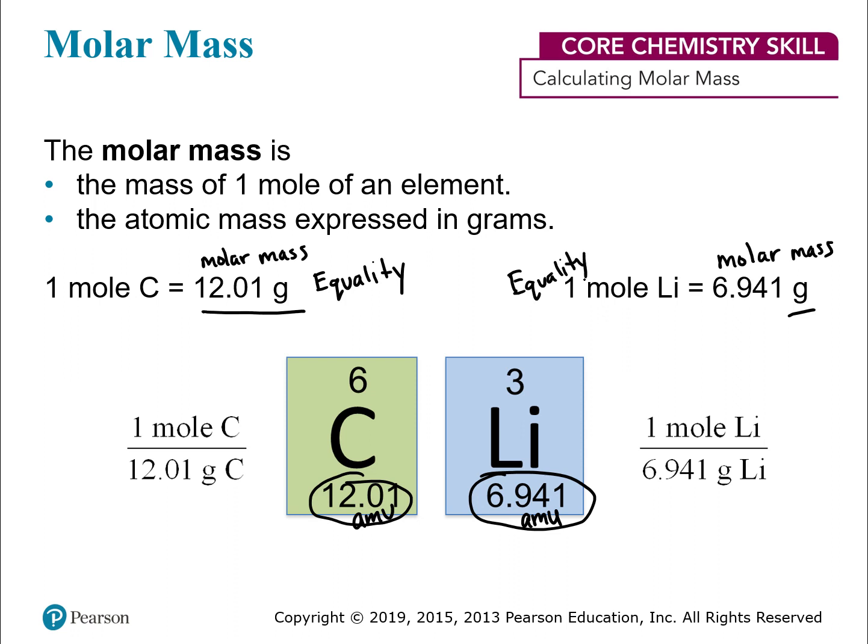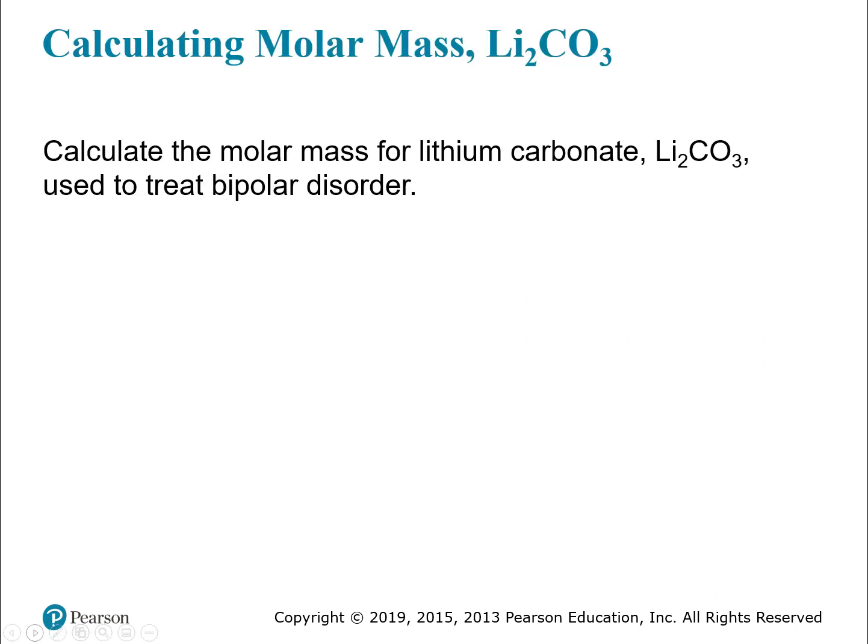So we've got 1 mole of carbon over 12.01 grams of carbon. You can also have the reciprocal. And the same for lithium. We can calculate the molar mass of more complicated compounds simply by adding together the molar masses of each of the elements involved.